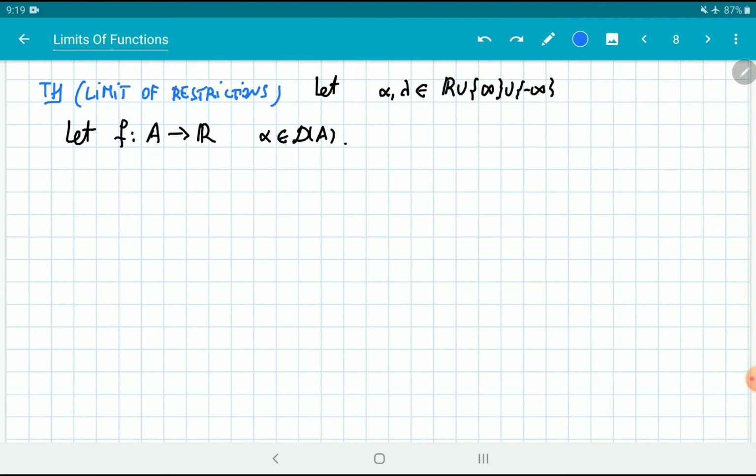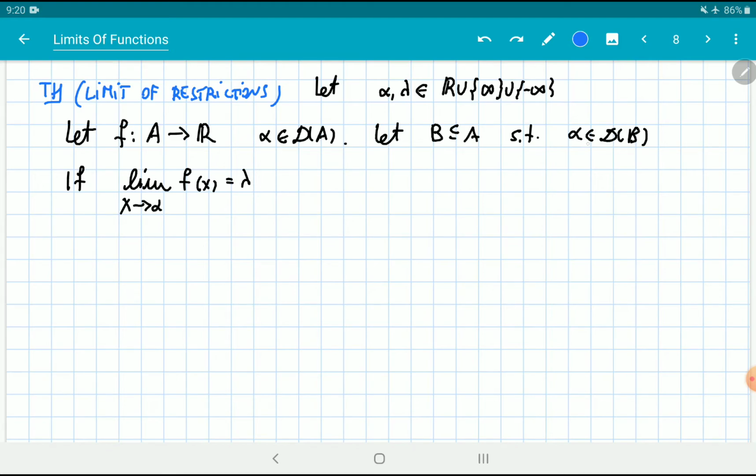Suppose that alpha is an accumulation point of A, where we understand this being an abuse of notation in the case that infinity or negative infinity are not real numbers. That's the notation that we have used. And take B, a subset of A, such that alpha is also an accumulation point of B. Then, if the limit of f of x as x approaches alpha is equal to lambda, then also the limit of the restriction as x approaches alpha is equal to lambda.